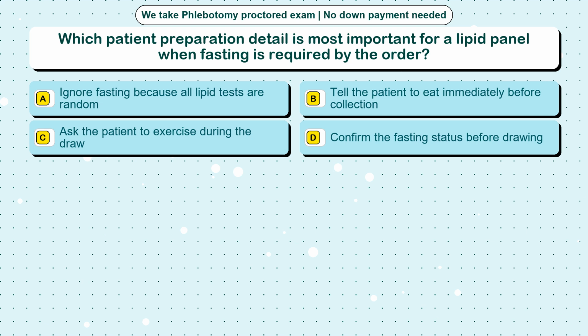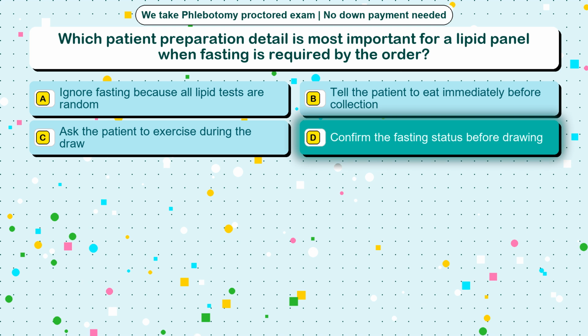Question 10. Which patient preparation detail is most important for a lipid panel when fasting is required by the order? Option A, ignore fasting because all lipid tests are random. Option B, tell the patient to eat immediately before collection. Option C, ask the patient to exercise during the draw. Option D, confirm the fasting status before drawing.